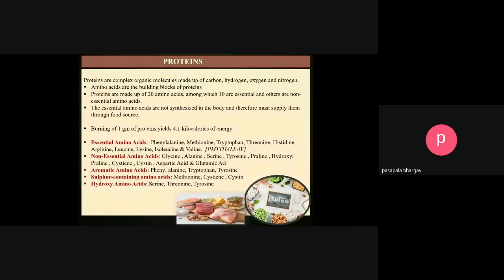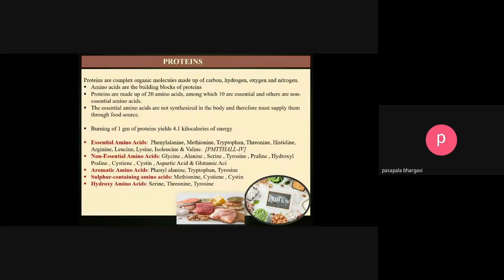Next, proteins are the organic molecules which contain carbon, hydrogen, oxygen, and nitrogen, and amino acids are the building blocks of proteins. Proteins are made up of 20 amino acids. They are divided into 10 essential amino acids and 10 non-essential amino acids.